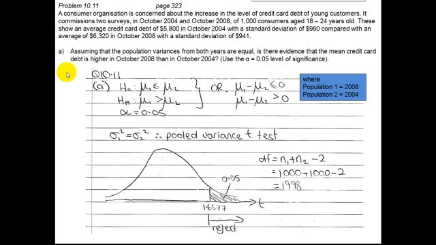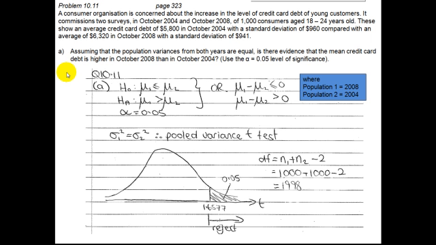So clearly we've got two samples. If we look at Part A specifically, we're told, assuming that the population variances from both years are equal, is there significant evidence that the mean credit card debt is higher in October 2008 than in October 2004, and we've got to use a 5% level of significance. So we've been asked to do a hypothesis test. As we said, we've got two samples, therefore we're testing two populations. Our two samples provide the evidence.